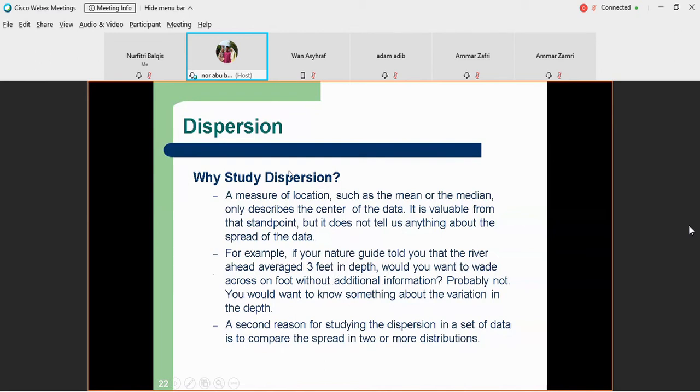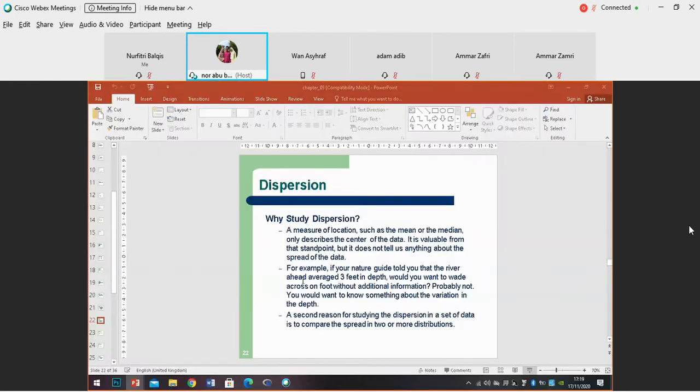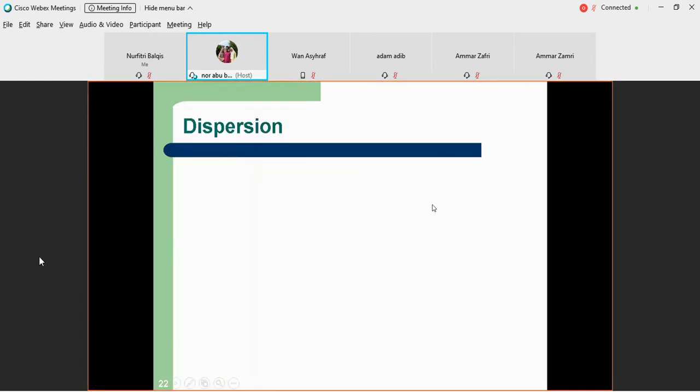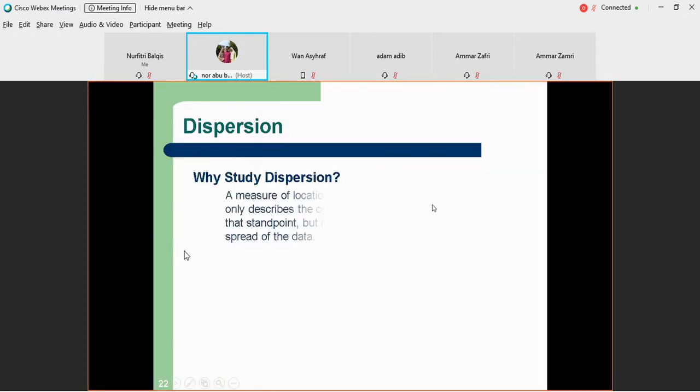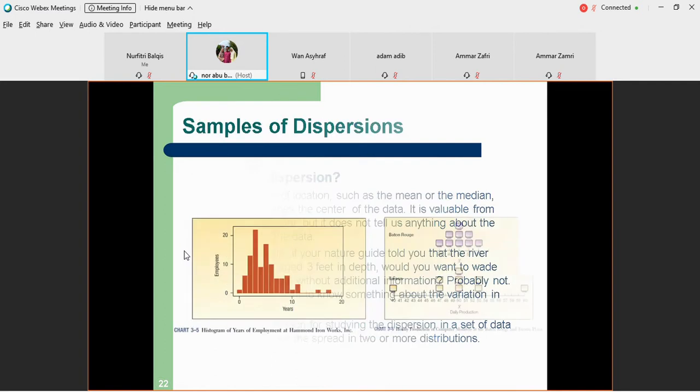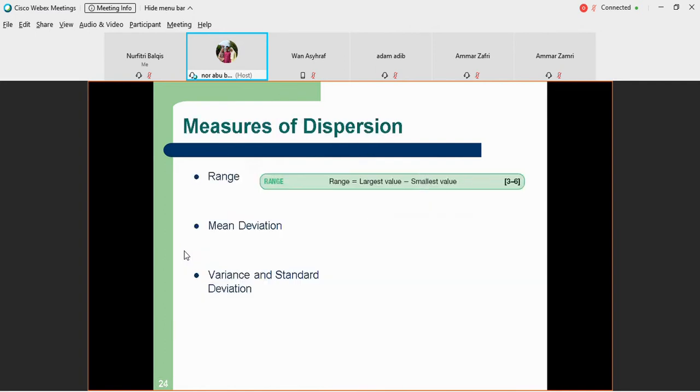Okay, dia cakap, okay ada dua sungai, average-nya 3 kaki. 3 kaki semua orang berani masuk kan? Tapi tengok-tengok 3 kaki plus minus 10 kaki. Okay, siapa yang tak boleh berenang, memang matilah. Okay? So you need to know not only mean but also the dispersion by knowing what is S.